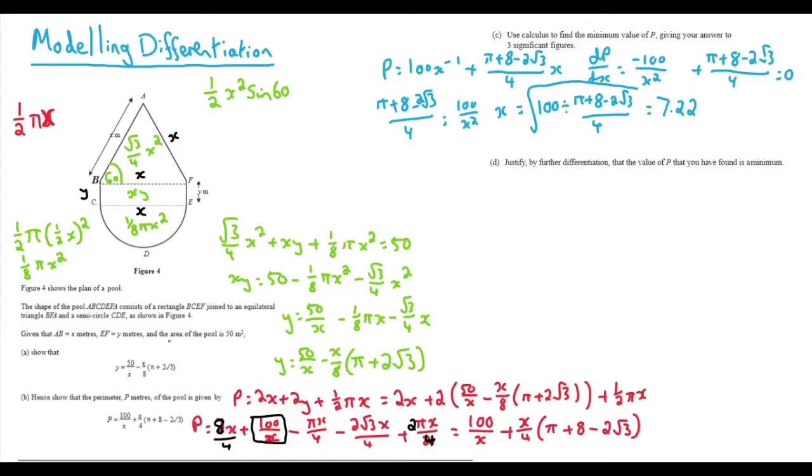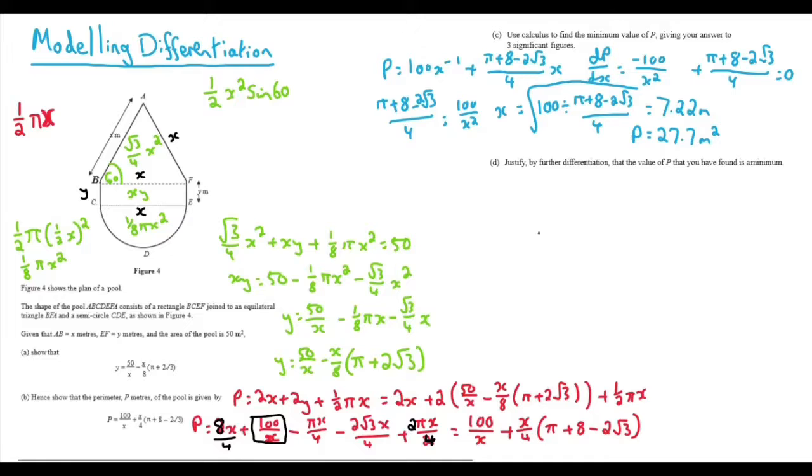So we need to plug this back into the P equation here. So it'll be 100 over 7.22 plus 7.22 over 4 times that whole bracket. If you do that and put it into three significant figures, you get the minimum value of P being approximately 27.7 meters squared. So this is the minimum because it's the turning point of the perimeter.